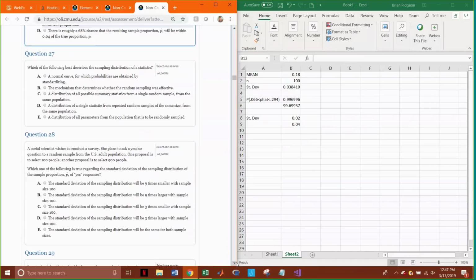Which of the following best describes the sampling distribution of a statistic? Well, it is the distribution of a single statistic from repeated random samples of the same size from the same population.